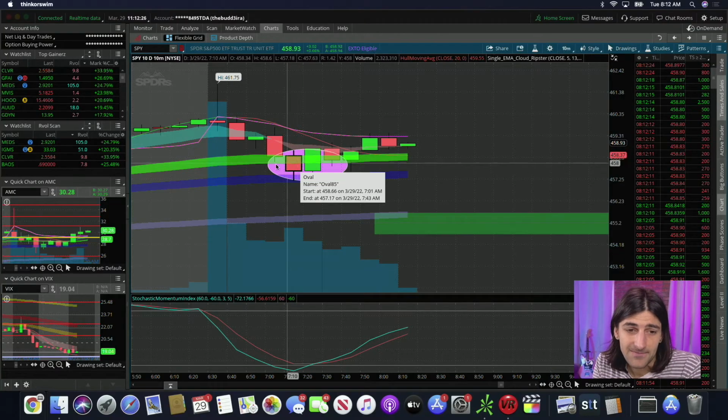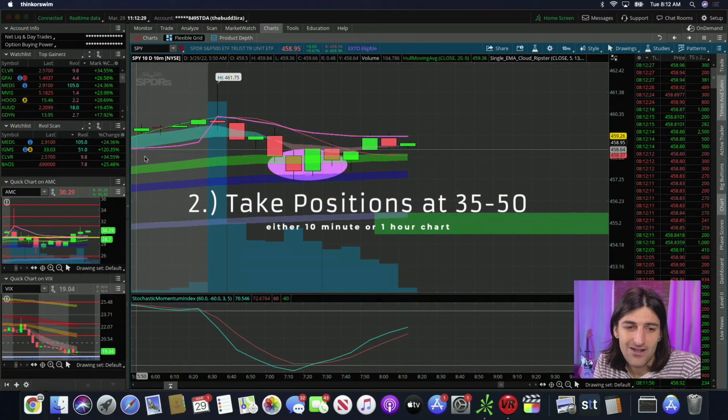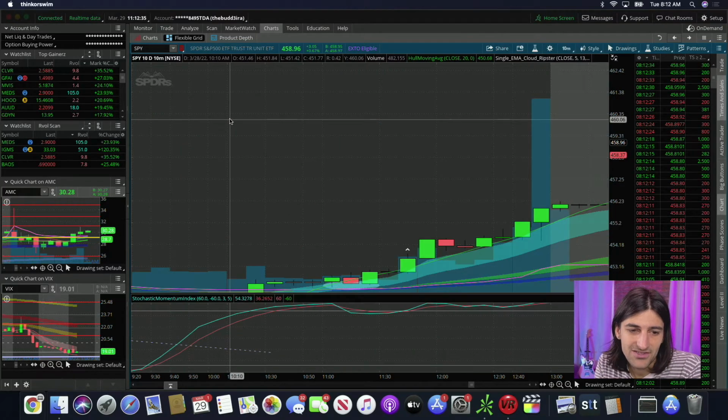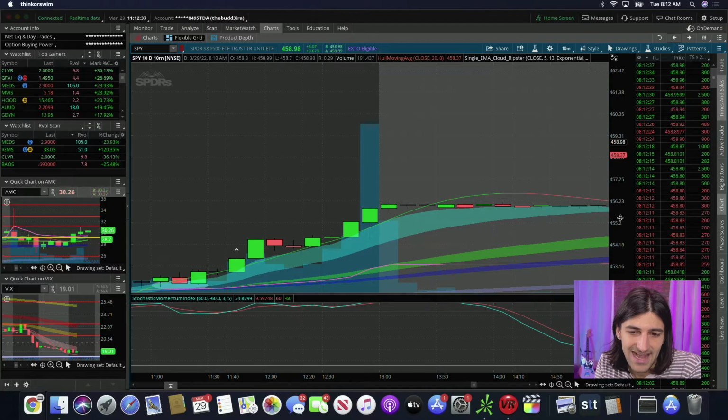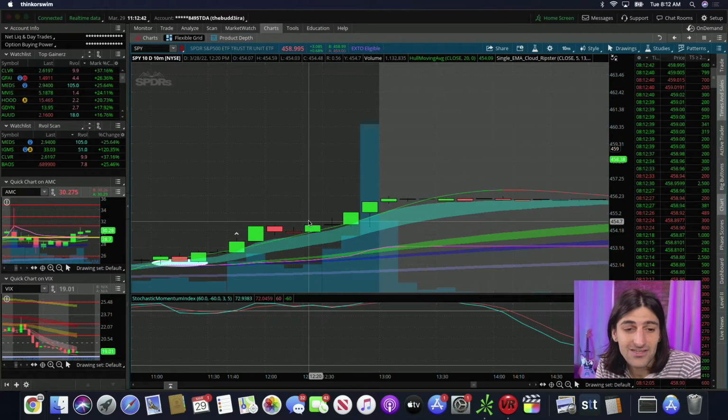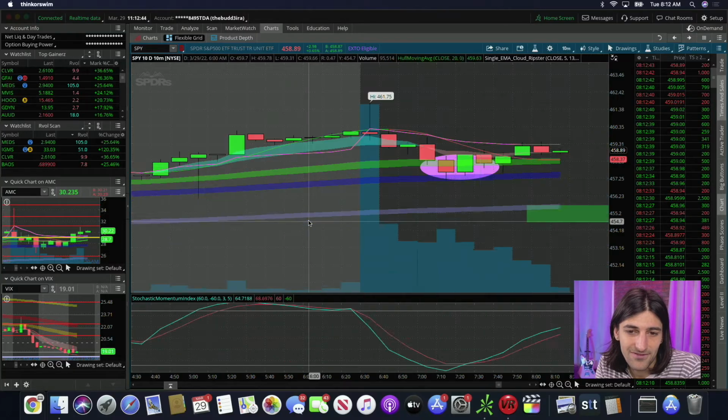The key for me: I only play around the 35/50. That's it. If something's trending a bunch and I didn't catch the 35/50 move, like here, I'm not going to touch it. I only trade around the 35/50.